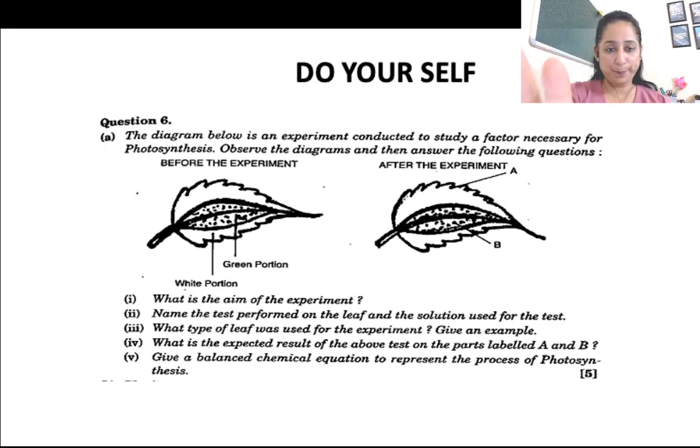I'll be placing the screen for थोड़ा time so that you can have the questions. I'll quickly read the questions for you. Diagram is an experimental setup. So diagram देखते ही आपको पता लग जाना चाहिए. Green portion and white portion is for variegated leaves. I have given you a hint.